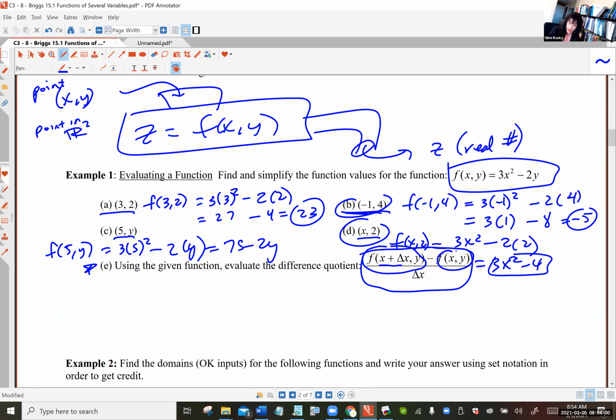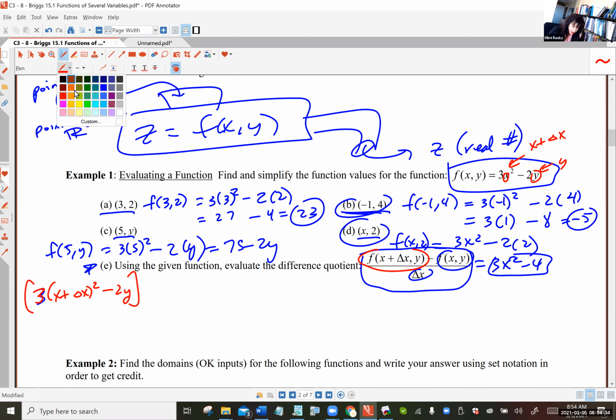And it looks pretty gross, but here's the plan. The first thing where you're evaluating your function at a point x plus delta x comma y just means everywhere you see an x, you're going to substitute x plus delta x. And everywhere you see a y, it'll just stay y. So you'll have 3, and then you'll have x plus delta x getting squared minus 2y. So there's the first term in this numerator.